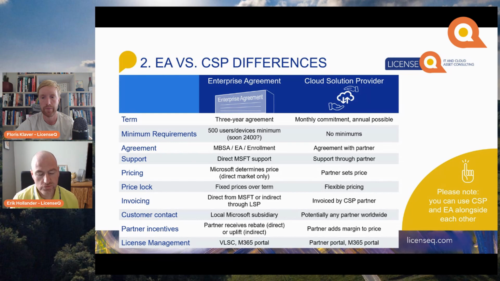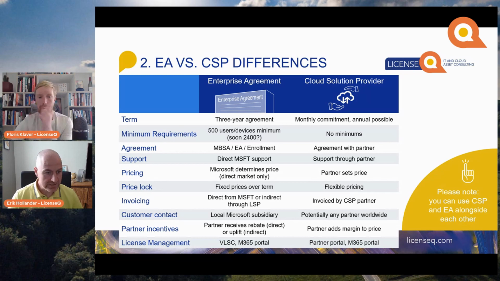So when it comes to having a price lock, you are having flexible pricing in CSP. So you are not committing for a certain amount of time. You will buy the product as you need it, and the price can change from month to month. Within the enterprise agreement, there is no flexibility on that. You have a fixed price lock over the term. So that could result in a benefit, but it also could result in another situation.